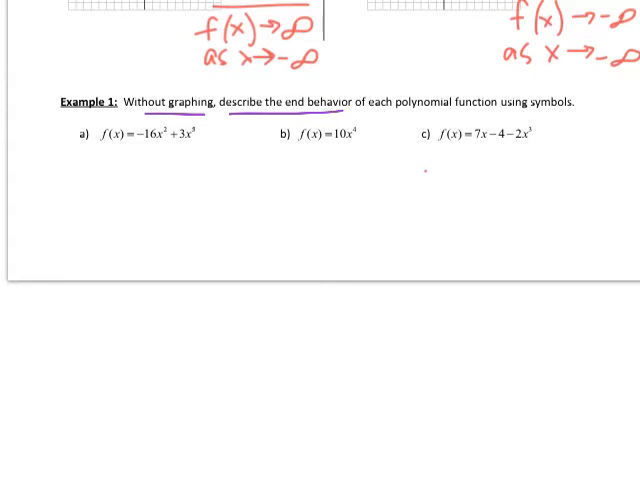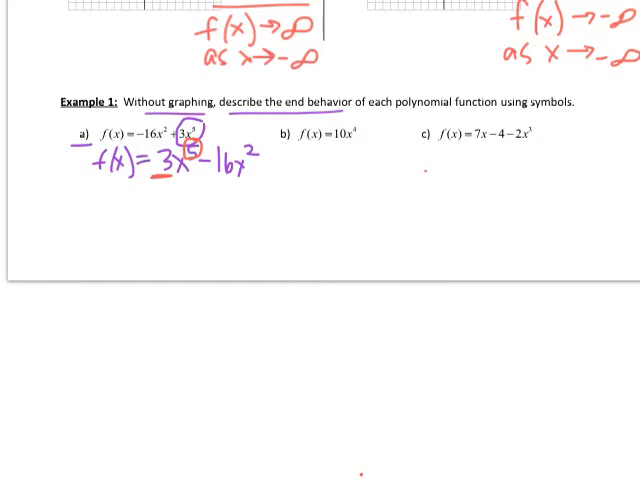And in problem A, the first thing we want to do is check and see, is this function written in standard form? Well, I see that this has an exponent of 5, and that really should be written as the first term. So I need to rewrite this, so I have positive 3x to the 5th minus 16x to the 2nd. And the reason for that is once we get it in standard form, then we can tell what our leading coefficient is. Our leading coefficient is positive, but the exponent or the degree is odd.